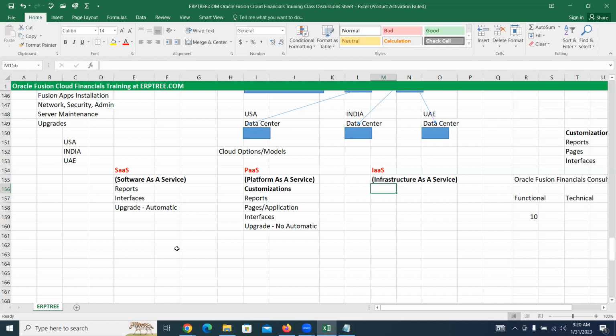So this is what we have to understand: SaaS, PaaS, IaaS. Mostly we will be working on SaaS. Even if you are going to work on PaaS, from an application point of view it doesn't make any difference. Compared to SaaS, PaaS will give additional privilege to do the customizations by technical people, not by us. So this is what we have to understand.